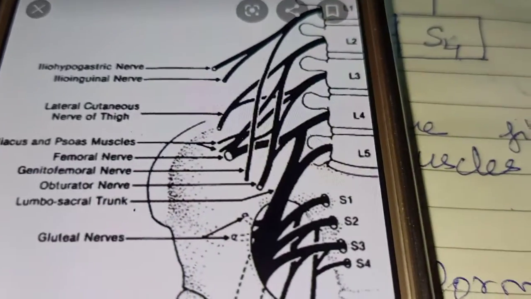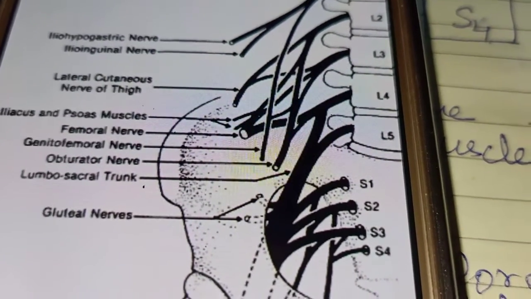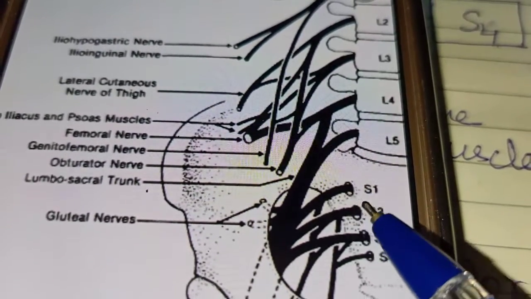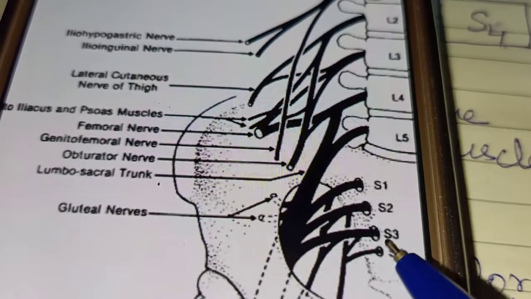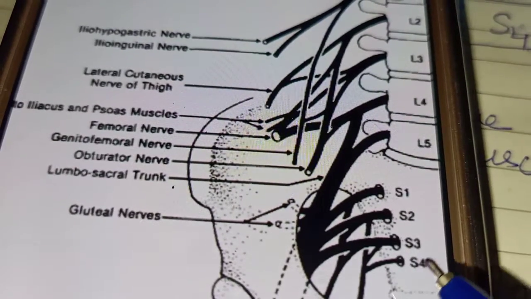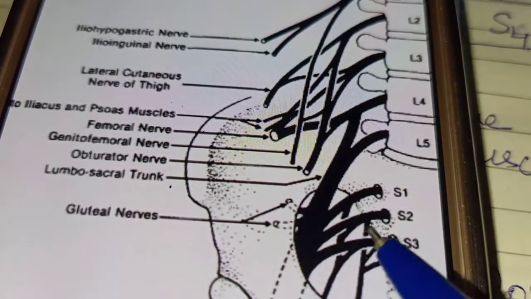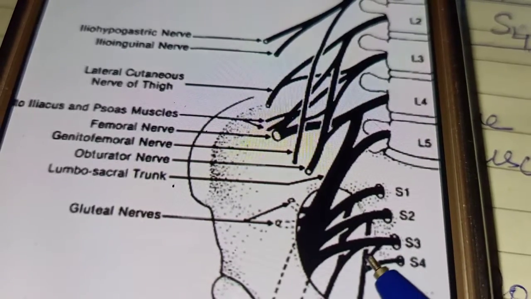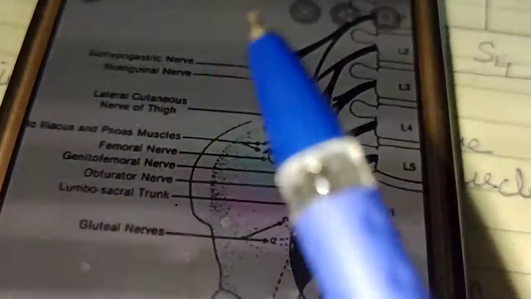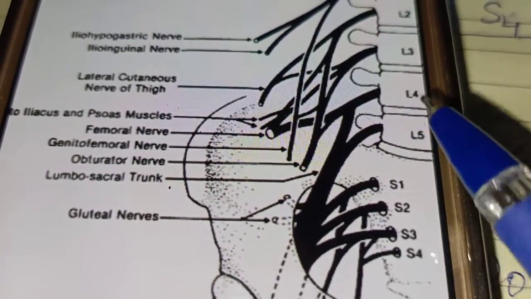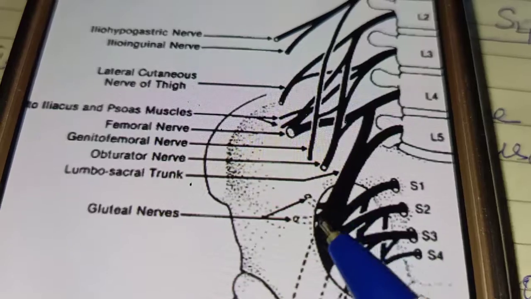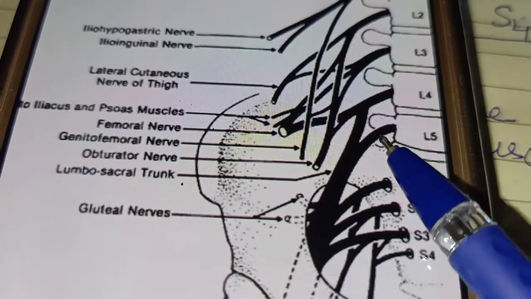Okay, understood? So the sacral plexus begins from the anterior rami of sacral spinal nerves S1 to S4. These sacral fibers emerge from the anterior sacral foramina. It is coming from the anterior sacral foramina and is joined by the fourth and fifth lumbar roots to form the lumbosacral trunk. Clear? This is the lumbosacral trunk.